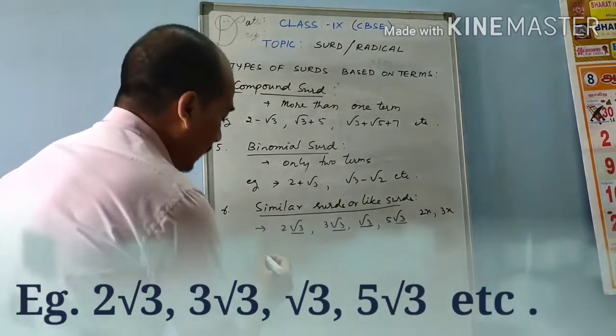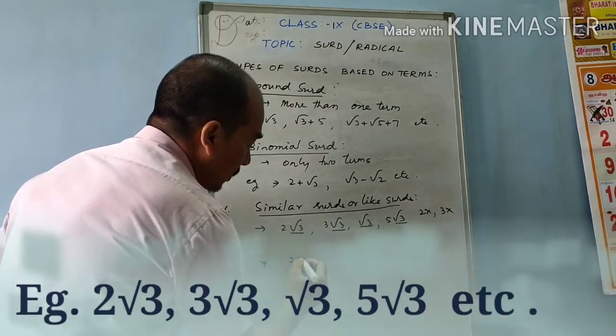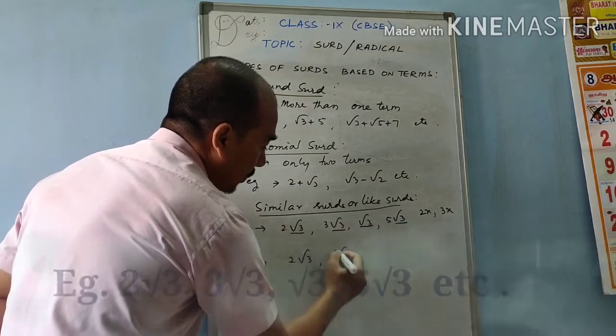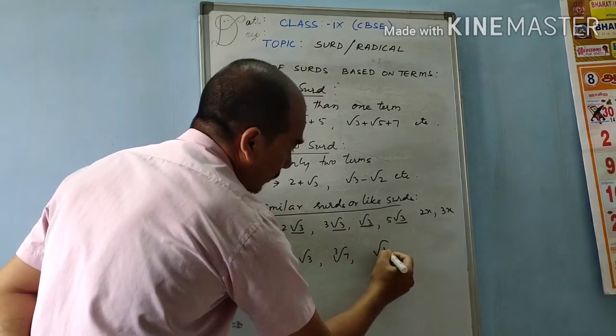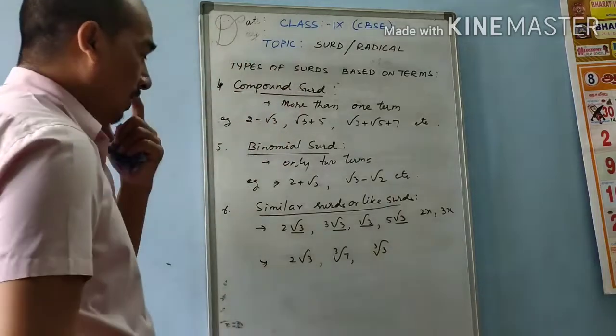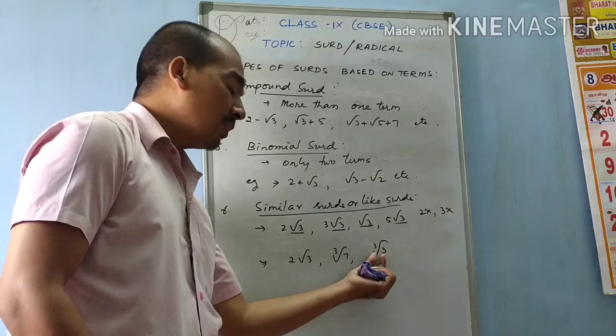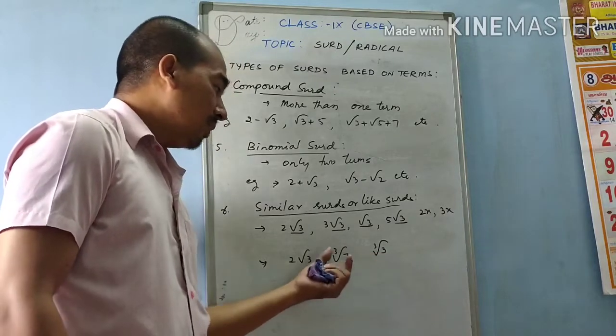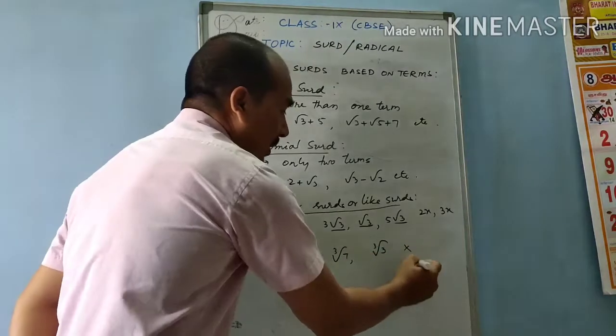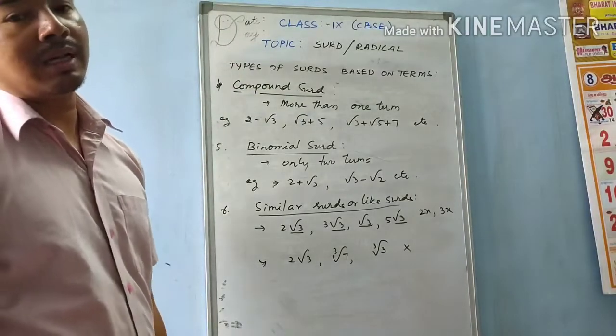Okay, and this one, let us see. 2 root 3, cube root of 7, cube root of 3. Here, square root of 2, cube root of 7, cube root of 3. Those numbers are not similar. These surds are called unlike surds.